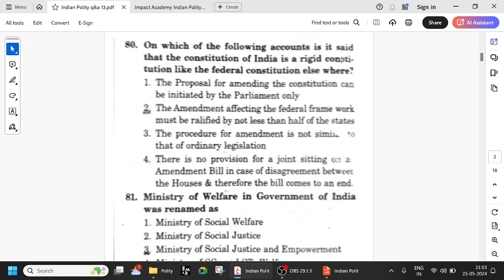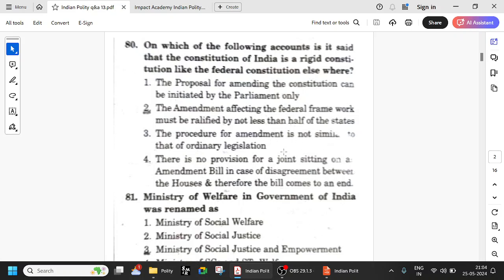Okay, so it is rigid. So the Indian constitution is both rigid and at the same time flexible also. Okay, so why is it rigid? Because if you want to change something which affects the states, more than half of the states have to ratify it. So in that sense, it is rigid when it comes to federal nature. Okay, so this is not about a proposal for amending the constitution being initiated in the parliament only. That is not because of the federal structure.